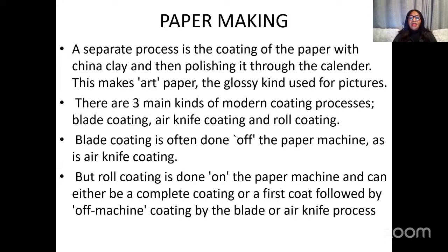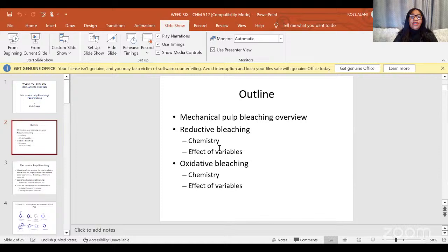The roll coating on the paper machine can either be the final coating that you do on the paper, depending on the kind of paper you need, or it can just be the first coating, after which you take it off the paper machine and continue with more coating, like blade or air knife coating. That is the end of the lecture today.